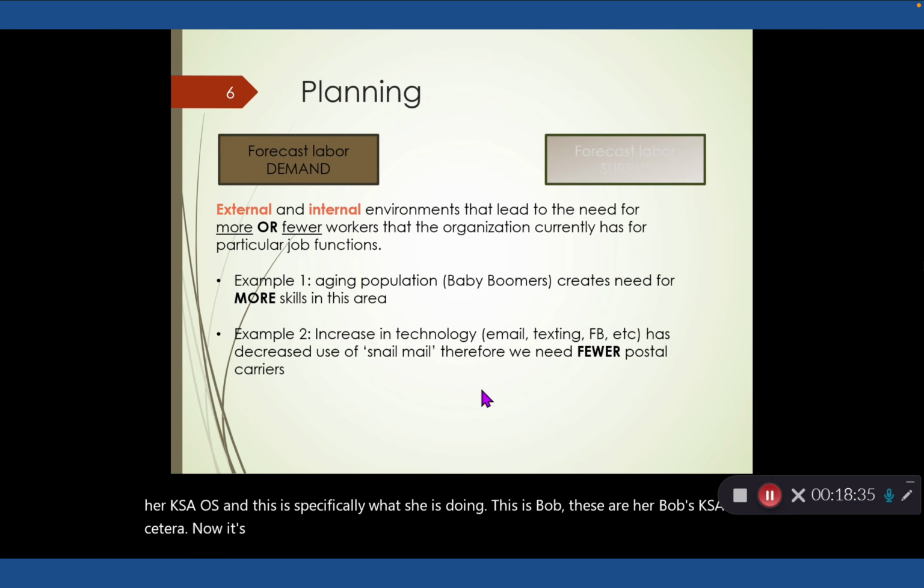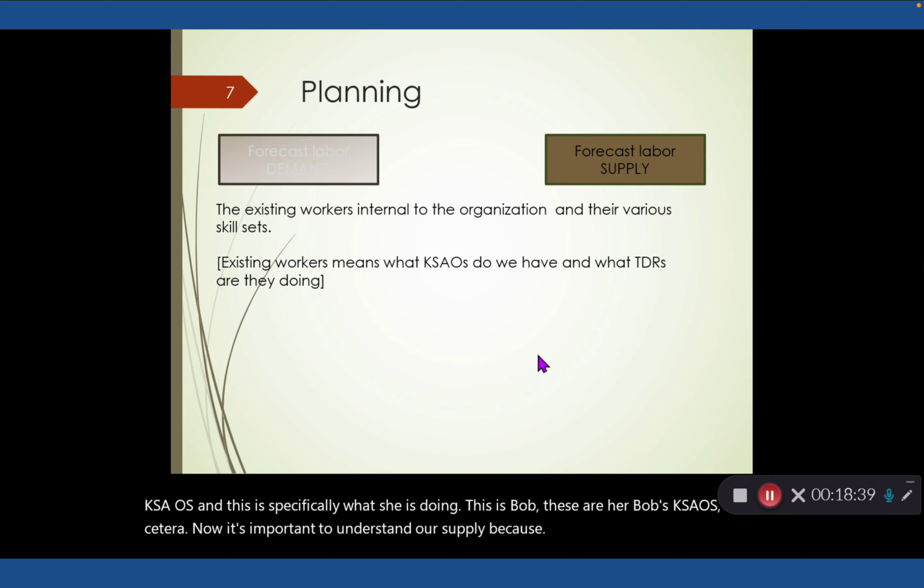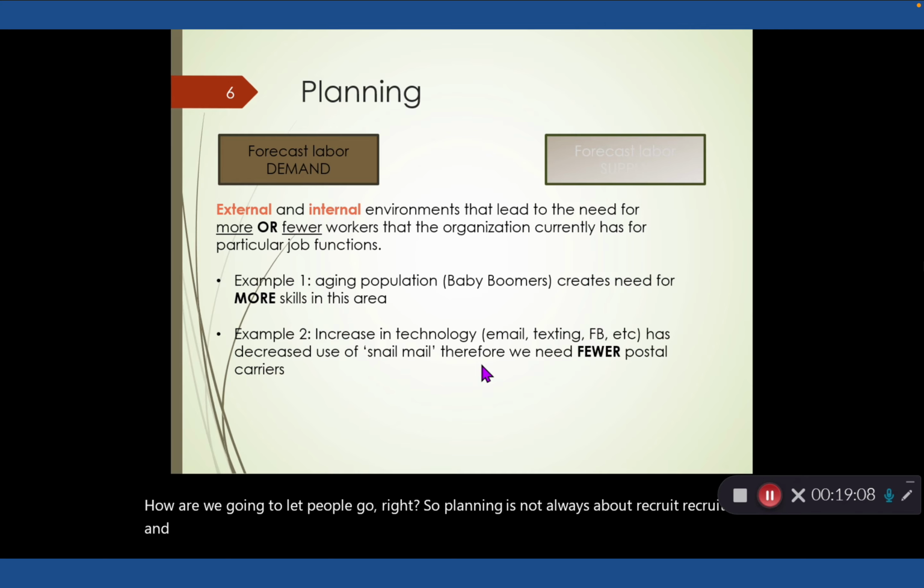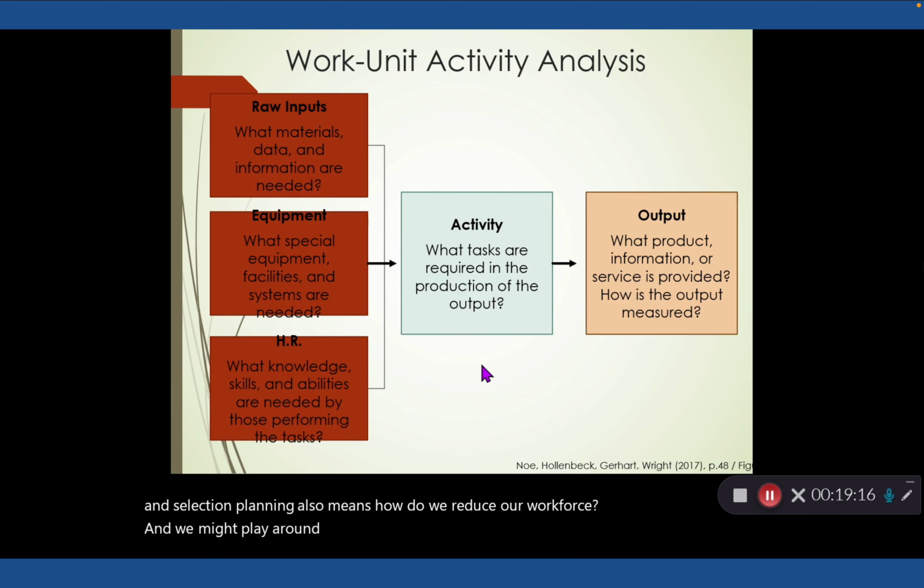Now, it's important to understand our supply because, let's go back to the demand side, when we are in a situation where we need fewer people doing a job, we have to start thinking about how we are going to let people go, right? So planning is not always about recruitment and selection. Planning also means how do we reduce our workforce? And we might play around with some of this in class as well.